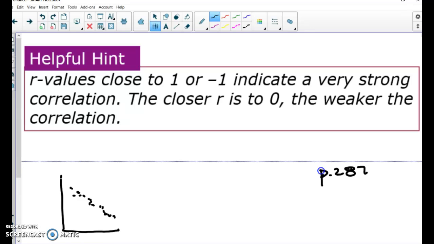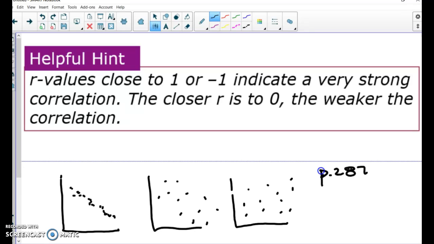The first one looks similar to this. Second one similar to this. Third one has no correlation. I guess we better draw that. Points are all over the place. We're going to sneak the fourth and fifth one in here. And so we see these different scenarios.